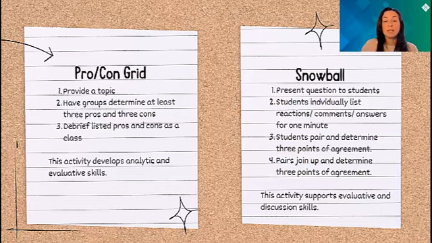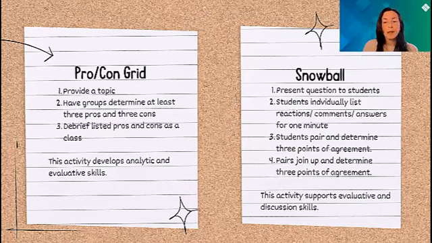These can be a lovely way, both of these activities, Pro-Con Grid and the Snowball, are a lovely way that you can raise that level of thinking depending upon the needs of your group and your content and your topic. When you look at Snowball, you present the question to students, but you give students a time individually to list their reactions or their comments, their responses for about a minute. So it's just a minute investment there.